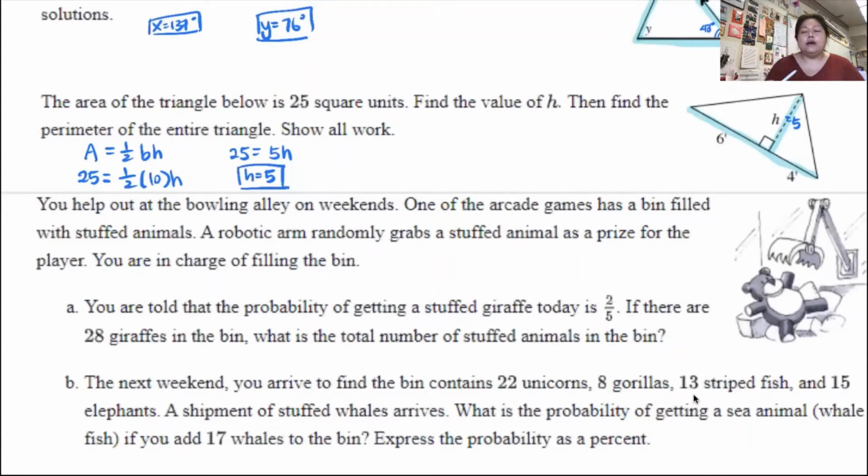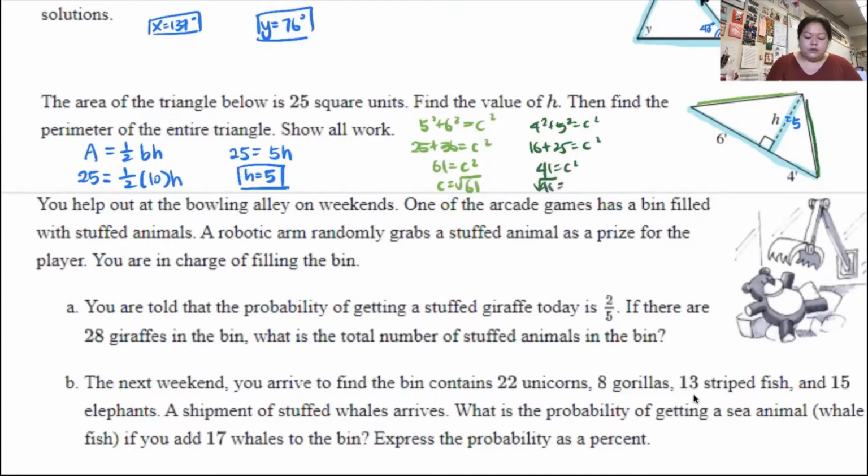So you need to figure out what the other two slants are, and that's why they cut it like this, because they're trying to show you that you have two right triangles here. Okay, so first right triangle, I'm going to work on this side here. That's a hypotenuse. So I get 5 squared plus 6 squared equals c squared. 25 plus 36 equals c squared. 61 equals c squared. C is root 61. Okay, now I got the other side. This side has another hypotenuse. So 4 squared plus 5 squared equals c squared. 16 plus 25 equals c squared. 41 equals c squared. Root 41 equals c.